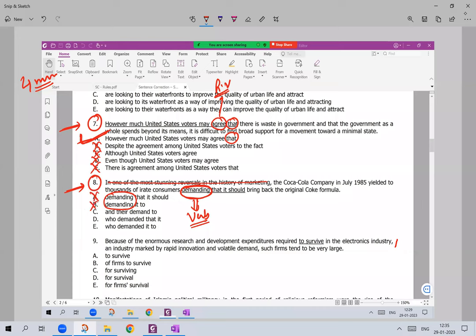Now come down to C. A lot of people tell me, Rahul sir, C is 100% parallel. Because the Coca-Cola Company in July 1985 yielded to thousands of irate consumers and their demand to bring back the original Coke formula. Yielded is a verb. A lot of people tell me the sentence is parallel, because there's a verb over here and a verb over here. Please tell me, is this right or wrong? If right, why? If wrong, why? Right, obviously, because it's verb and verb.